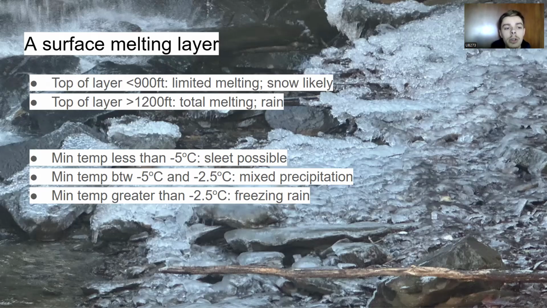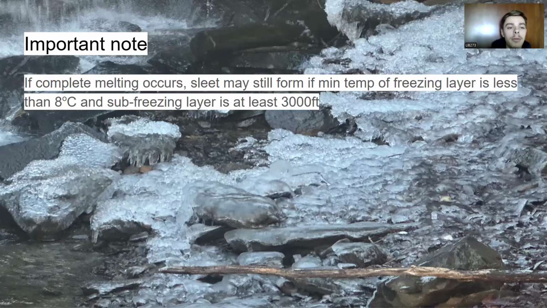Now, the temperatures of this layer help us to know what specific mixed precipitation we could have. Minimum temperature less than -5, sleet is possible. If it's between -5 and -2.5, we'll probably have a combination of sleet and freezing rain. If the minimum temperature is greater than -2.5 degrees, freezing rain is likely what we'll have.